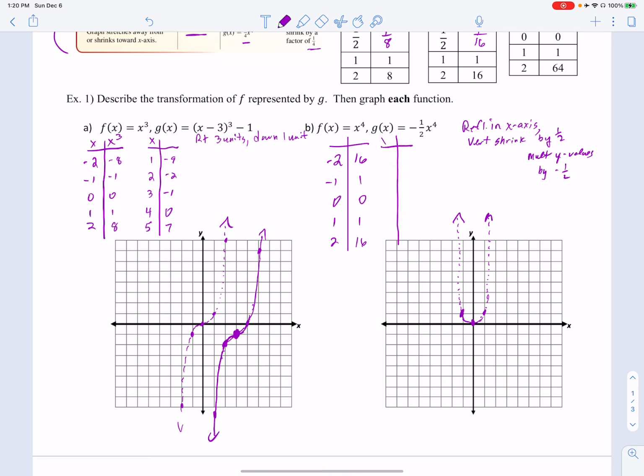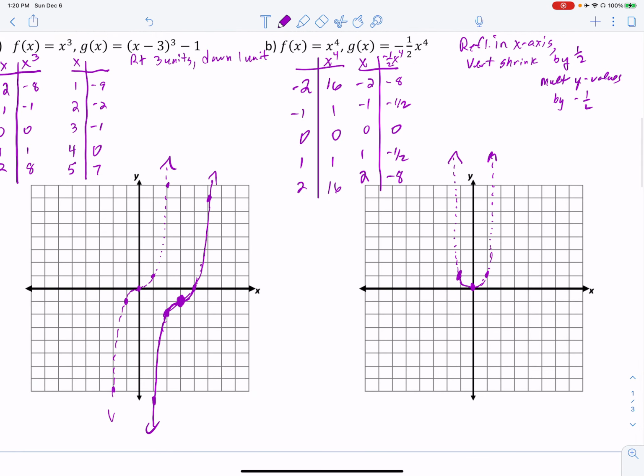So now for this was the x to the fourth, this is going to be negative 1/2 x to the fourth. If I use the same x values because they were not affected, all the y values are going to be multiplied by negative 1/2. So this will be a negative 8, a negative 1/2, 0, negative 1/2, and negative 8. And so go to graph that.